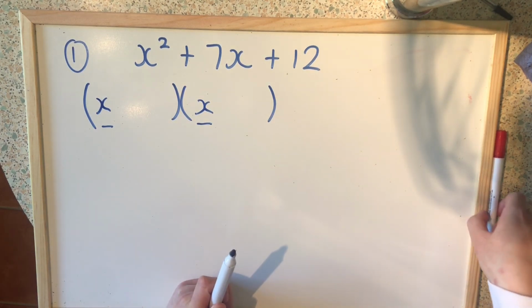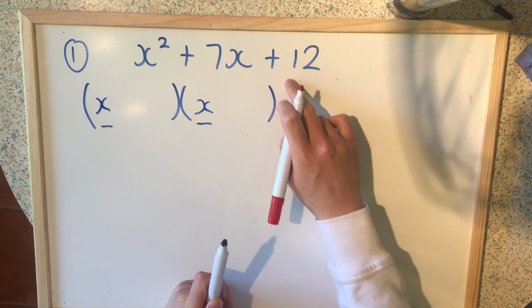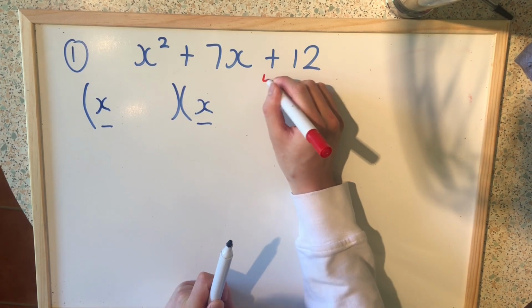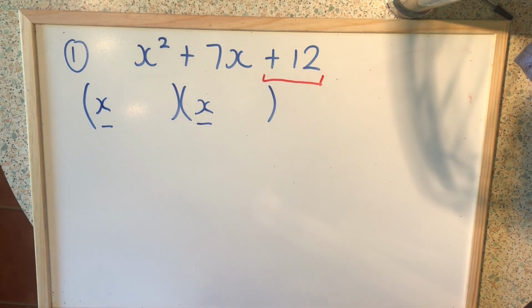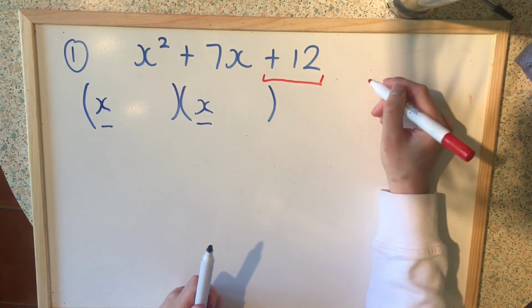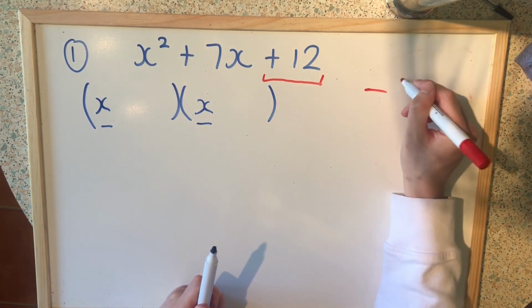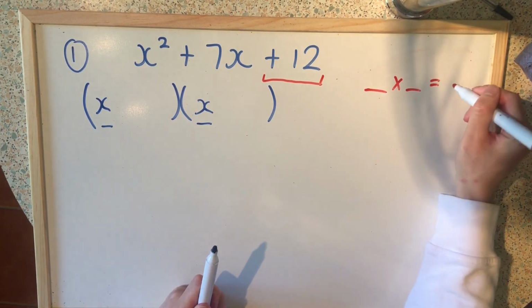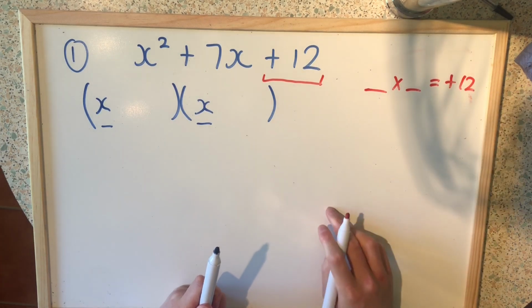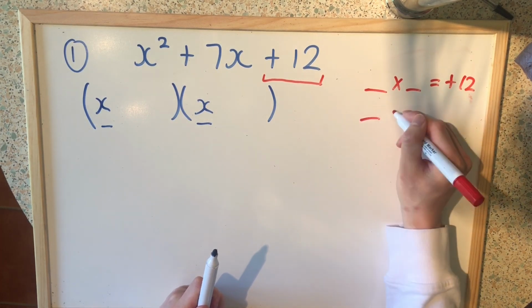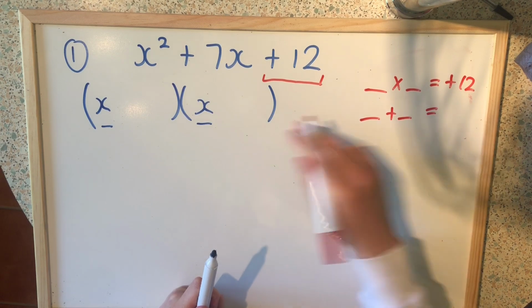And then I'm going to look at this 12 here, but we also have to take into account the positive. It's positive 12. And I want two numbers that times together to give me positive 12. And two of the same numbers that add together to give me my positive 7.